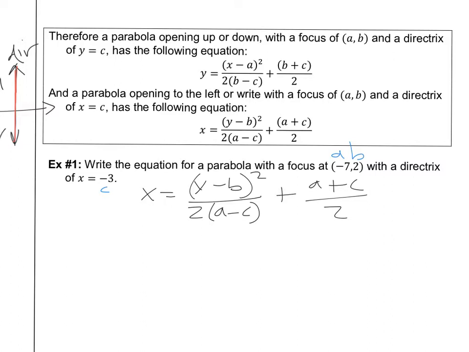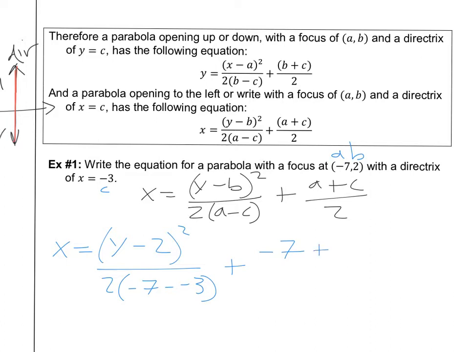And literally all we have to do now, guys, is just plug it in. So I'm going to do this all in blue. We got x equals (y minus b) squared. My b is 2, so this is (y minus 2) squared over 2 times my a, which is -7, minus my c, which is -3, plus my a again, which is -7, plus my c, which is -3, all over 2.